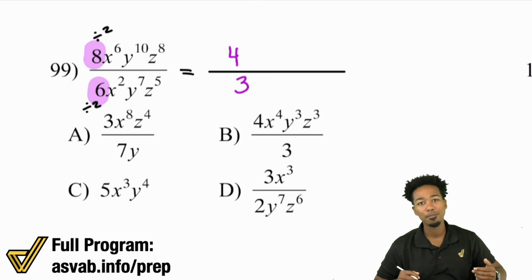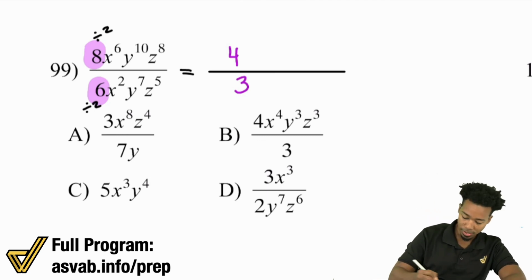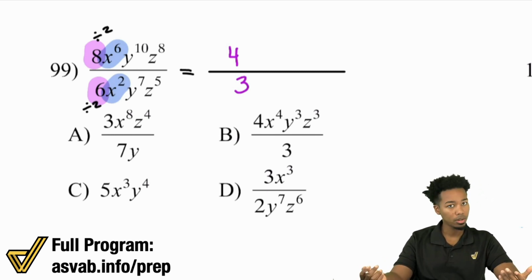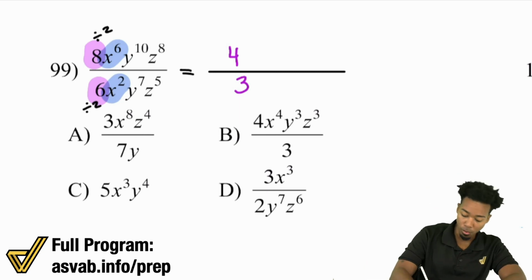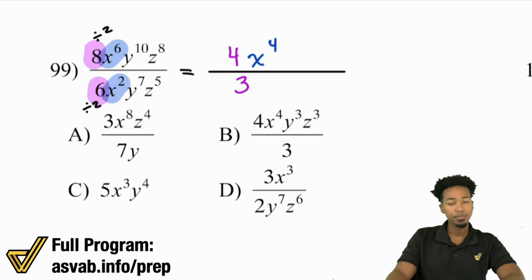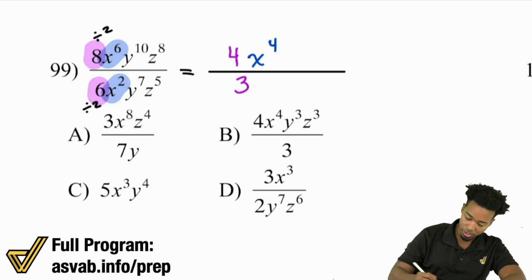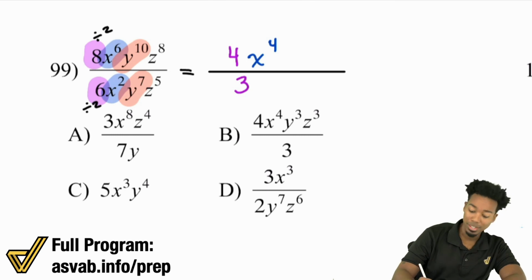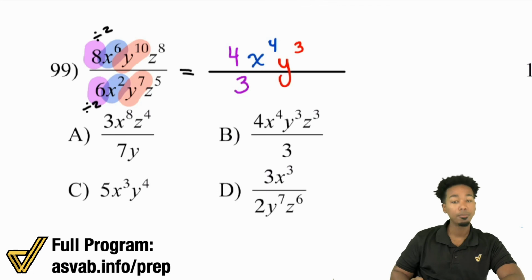We're canceling out. And so what do we have first with the x's? X to the power of 6 and x squared. Well, we have a 6 up top, 2 on bottom. Subtract, you get 4. And you're going to keep that x to the power of 4 up top, because again, you have more up top than on bottom, so the remainder stays up top. Next, we have y to the power of 10, y to the power of 7. So 10 minus 7 is 3, and you have more up top, so you'll have y to the power of 3 up top.